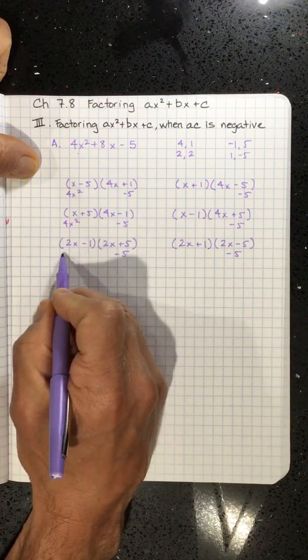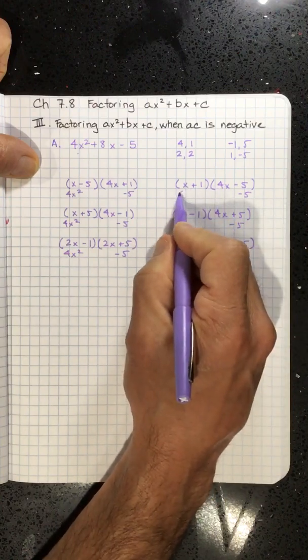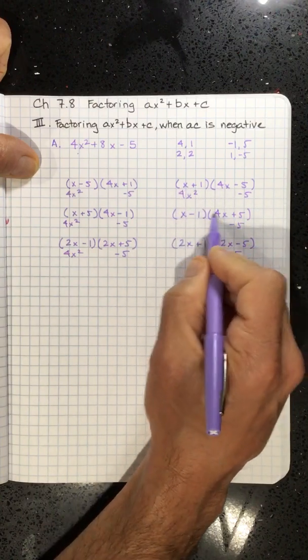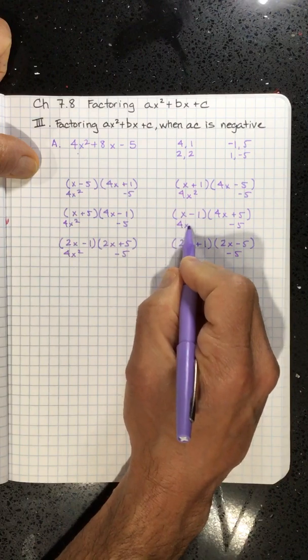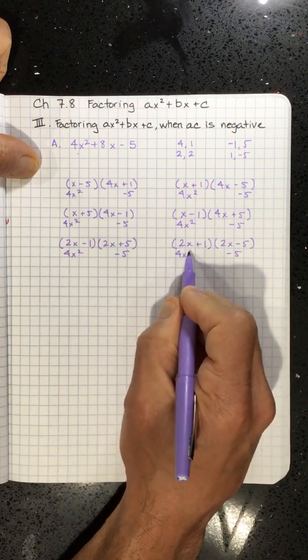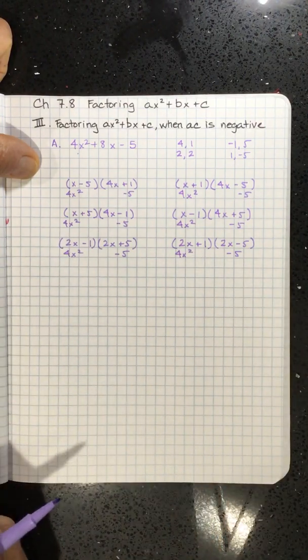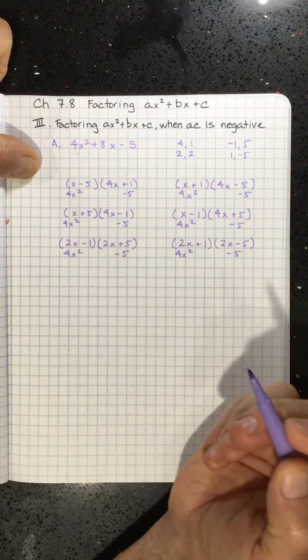2 times 2x, 4x squared. X times 4x, 4x squared. X times 4x. Every single time. So the only thing we're really focusing on are the O and the I of FOIL, which is our outer terms and our inner terms.